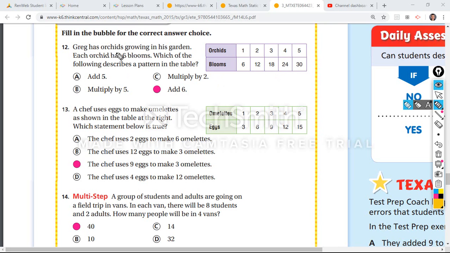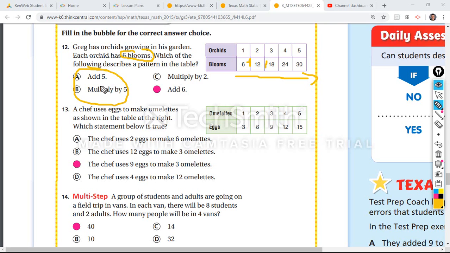So let's look. Greg has orchids growing in his garden. Each orchid has 6 blooms. Which of the following describes a pattern? We're looking at 1, 6, 2, 12, 3. It looks like the pattern is going through the row. What are they doing here? Oh, they're adding 6. Adding 6, adding 6. And take a look at your answers here.